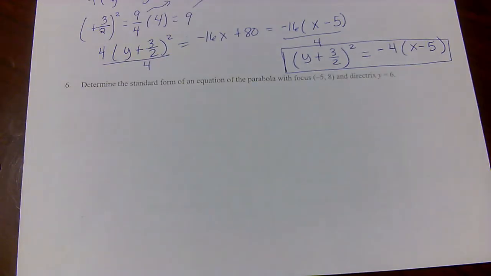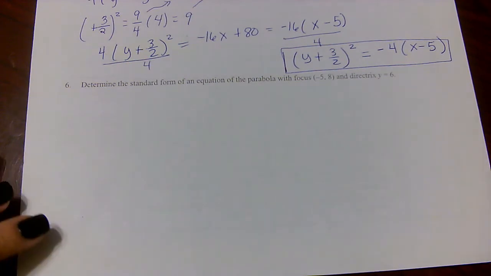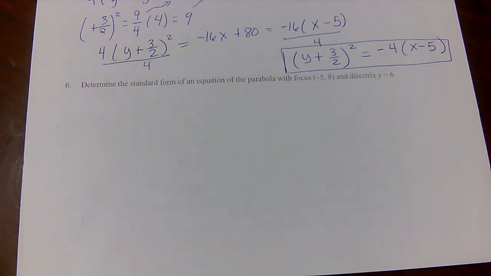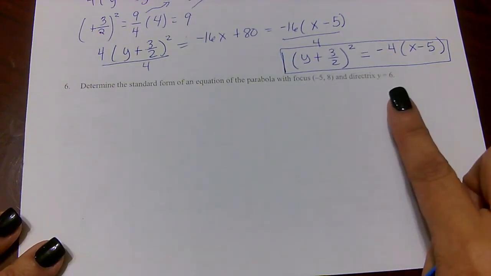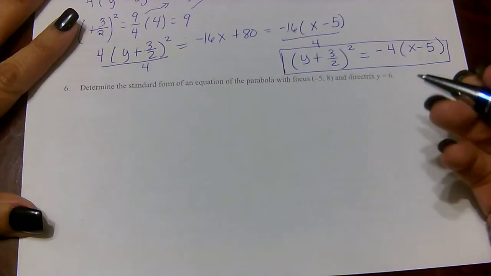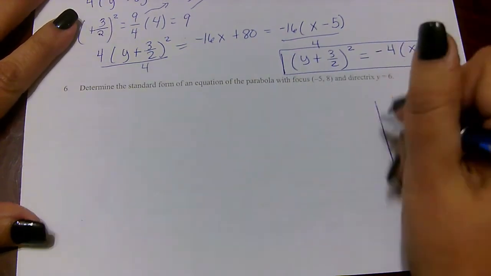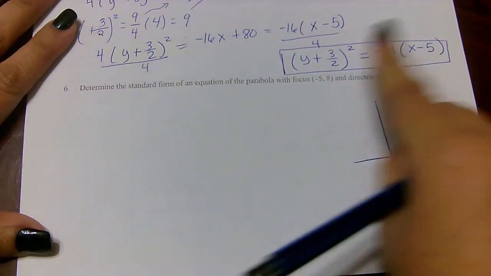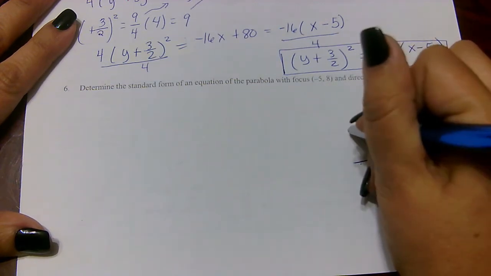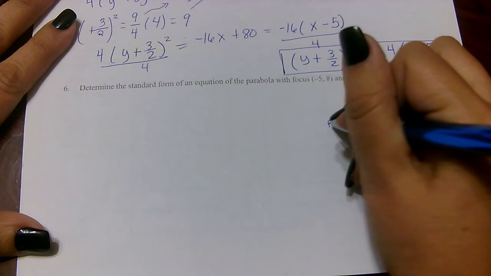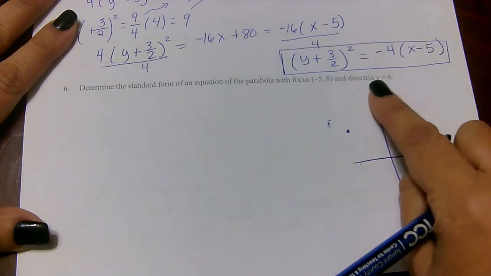Number 6 says to determine the standard form of an equation of the parabola with a focus of negative 5, 8 and the directrix of y equals 6. So here the first thing we want to do is go ahead and draw this out. The focus being negative 5, positive 8 means it's right here. I'm going to label that focus. And we know the directrix is y is equal to 6.